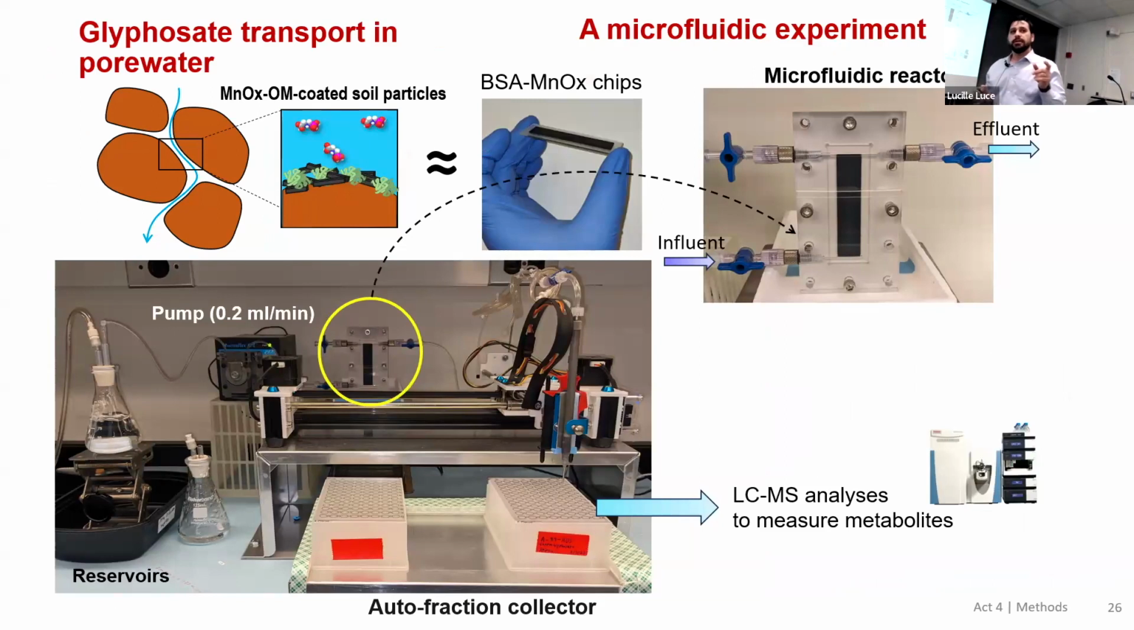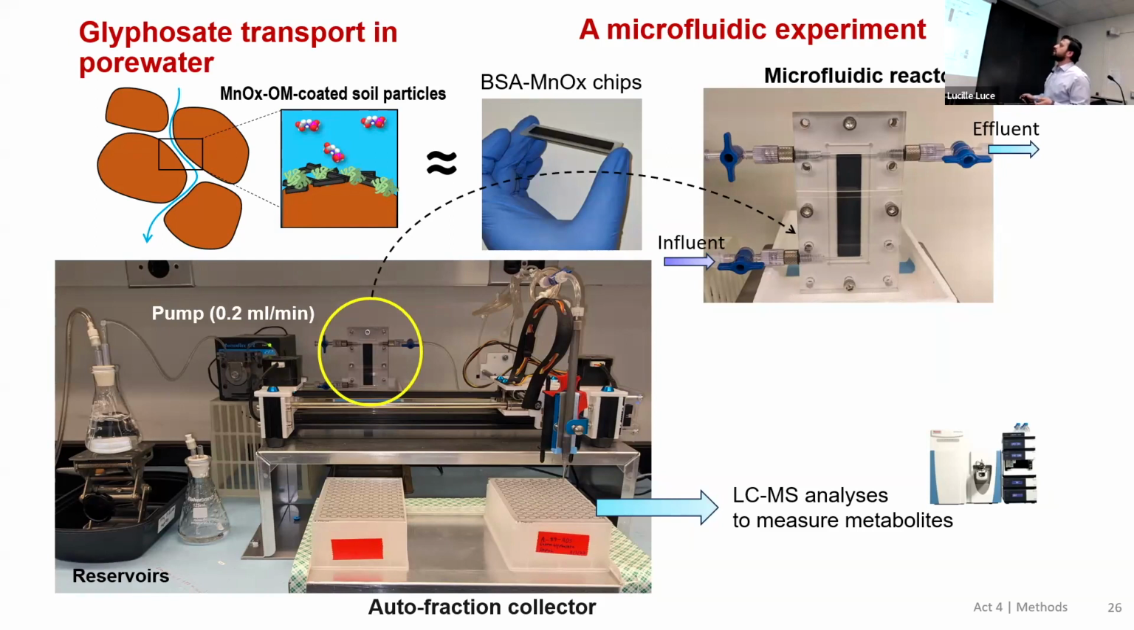For transformation, I needed to extend the surface, because I wanted to measure byproducts. My surface needed to be bigger. So I designed a new kind of experimental design. I'm mimicking the transport in pore water. These are soil particles, and also soil particles coated with manganese oxide or iron oxide plus organic matter. So this is what I did.